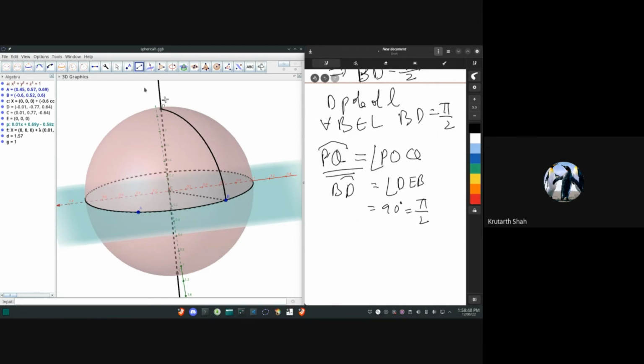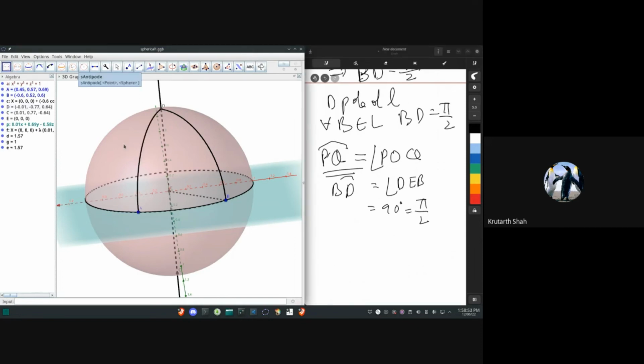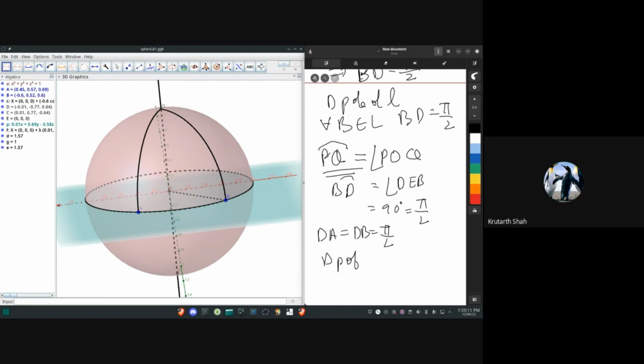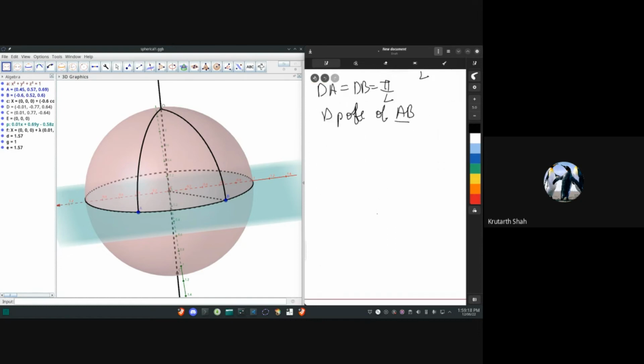So if you have 2 points, A and B, and if you have another point D such that DA equals DB equals pi by 2, I'll write that down. Then D is the pole of AB. This should also not be too hard to see. Does anyone want to try proving this?